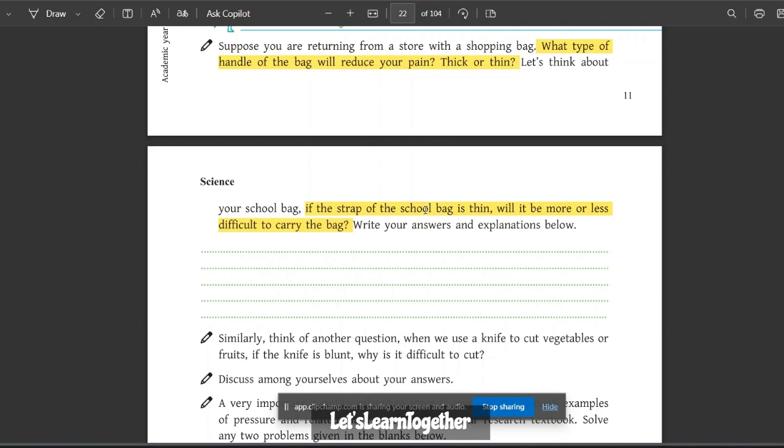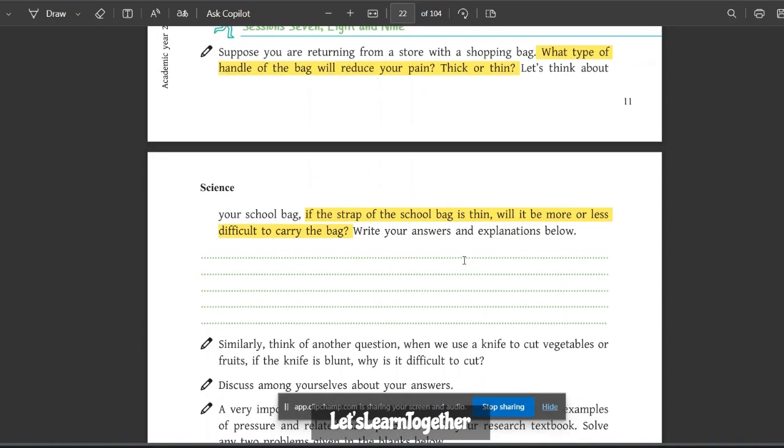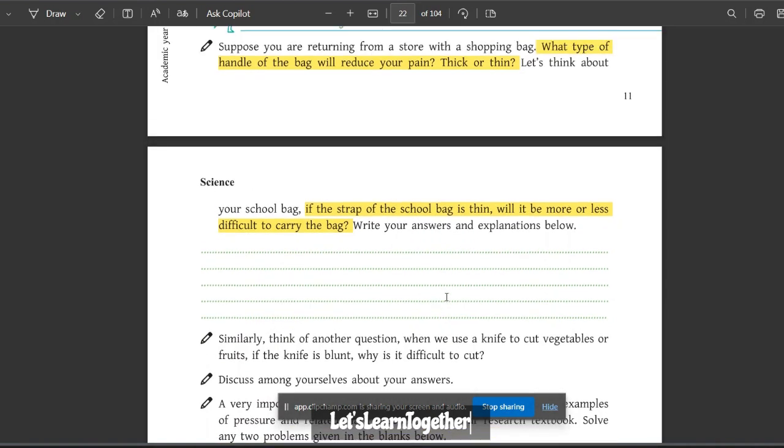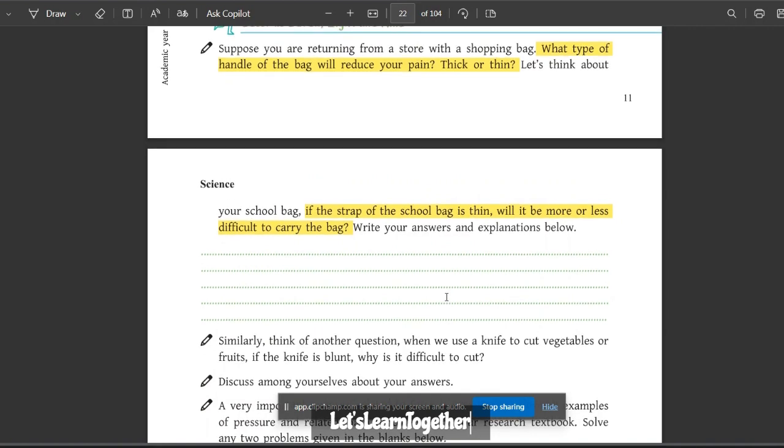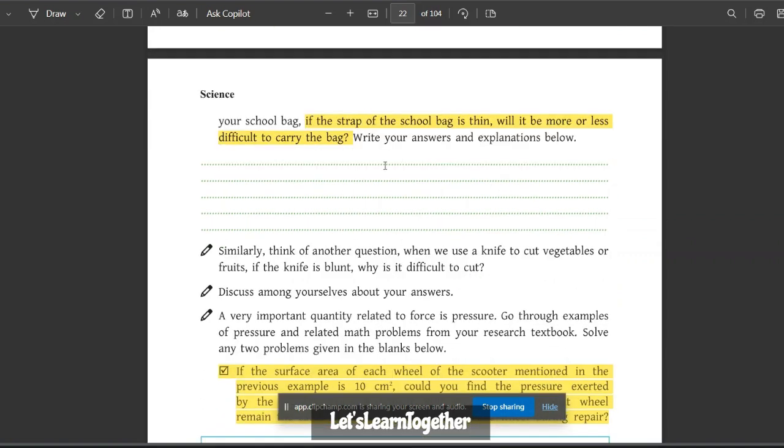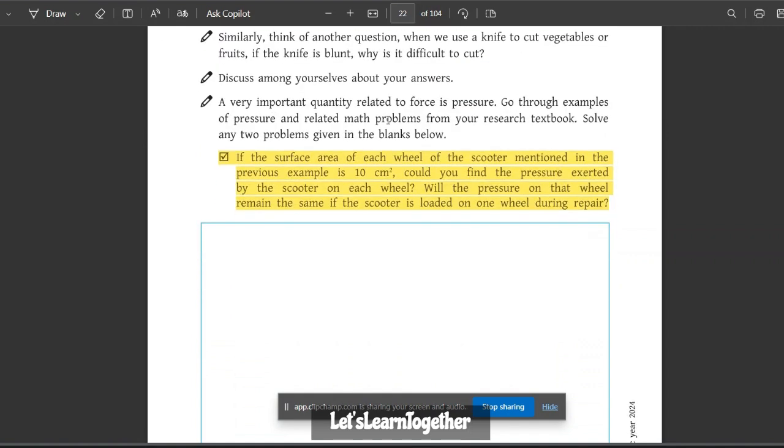That is because of the concept of pressure. We know that pressure equals force per unit area. If the area where the force is being applied is more, the pressure applied over that area will be less. But if the area is less, the pressure applied over that area will be more, because pressure and area have an inversely proportional relationship. You have to write that here in a brief way.